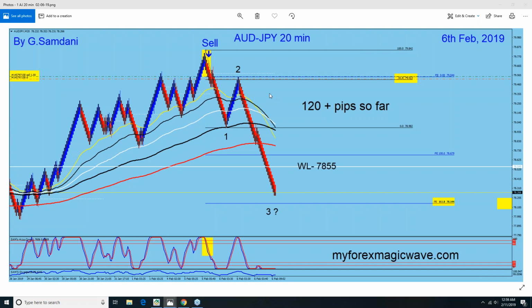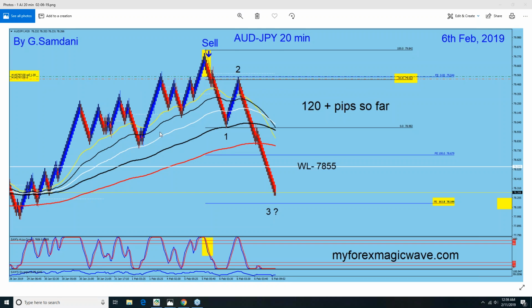Okay, let me show you my live trades from last week, taken between February 4th and February 8th, Friday. So let's get started. This is the Aussie Yen 20-minute chart trade setup. All of these trades are taken from the 20-minute chart.